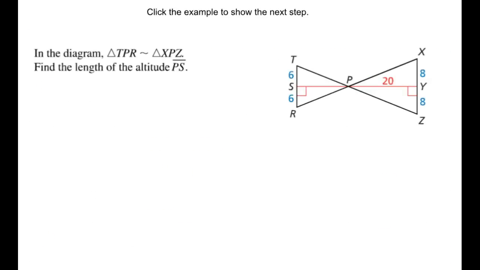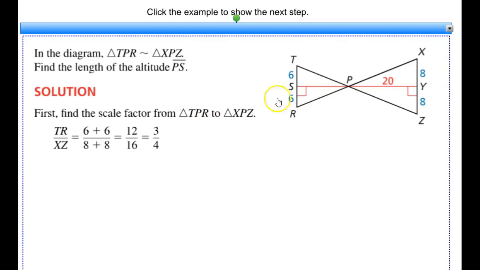So here's something pretty similar. Again, I have two triangles that are similar, and I'm supposed to find the altitude, PS. I can leave the triangles drawn like this, or I can redraw them so they're labeled and they're standing in the same way. But let's just see. The first thing I have to do is find the scale factor. If I'm told my triangles are similar, I always want to find my scale factor first. So I know that TR, this length, and this length are my corresponding sides, so I want to find the scale factor between the two of them.